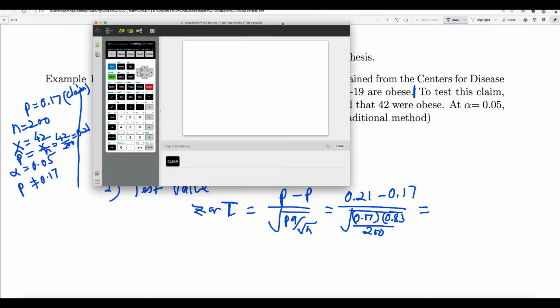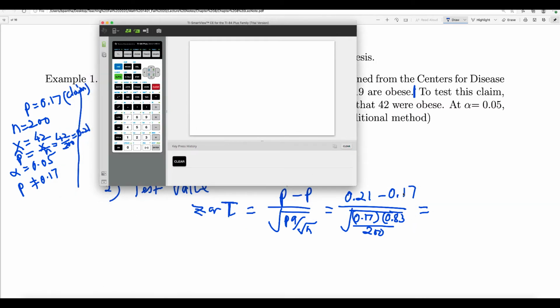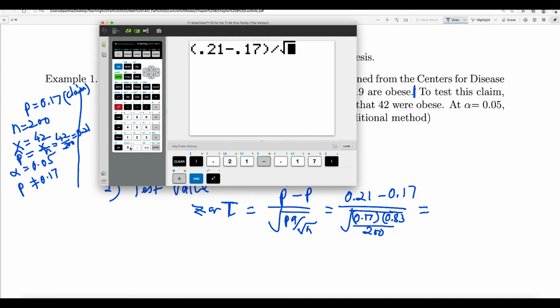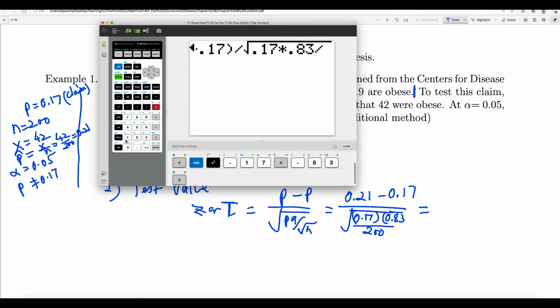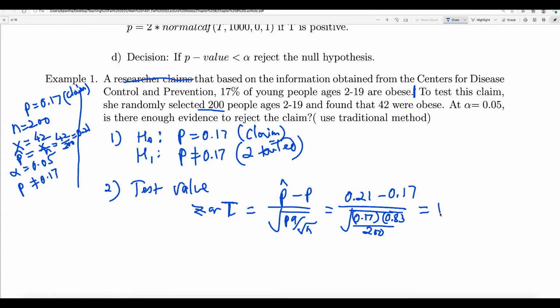So in the calculator, what we do is we enter that, but there are 2 terms on the top. So we start with parenthesis, 0.21 minus 0.17 divided by under the root, okay, 0.17 times 0.83 and then divide by 200, okay. That is the test value. Let me hit enter. What do we get? We got 1.51, right? That's what I got, 1.51. If I round it up to 2 decimal places, 1.51. That is the test value.